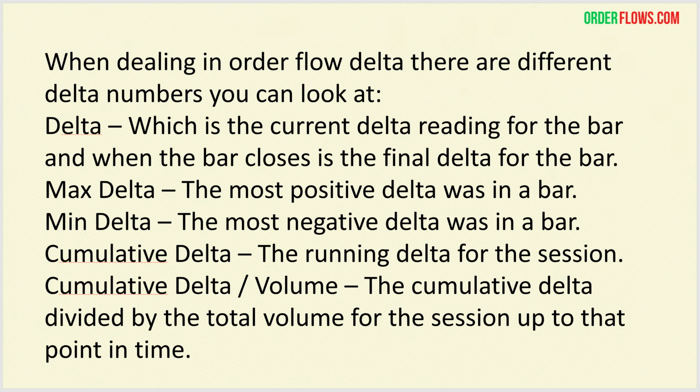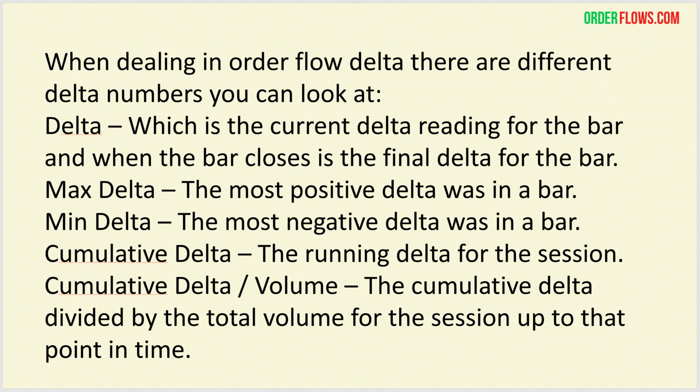Alright, so when dealing in order flow delta, there are different delta numbers you can look at. There's the delta, which is the current delta reading for the bar. When the bar closes, it's the final delta for the bar. It's not going to change. You have the max delta, which is the most positive delta in a bar. The min delta, the most negative delta in a bar. Cumulative delta, the running delta for the session.